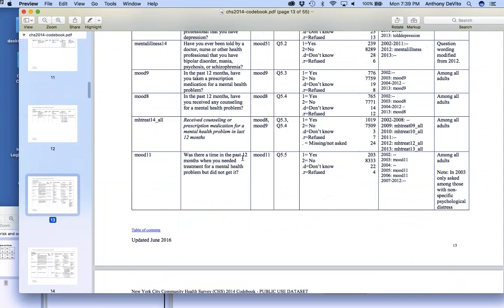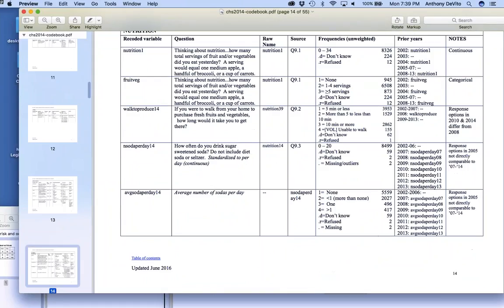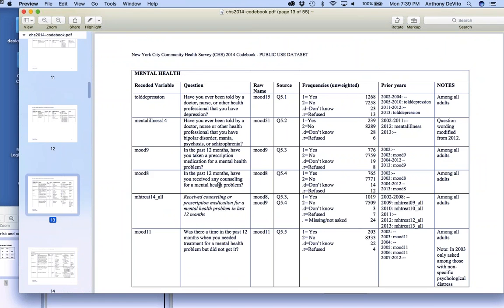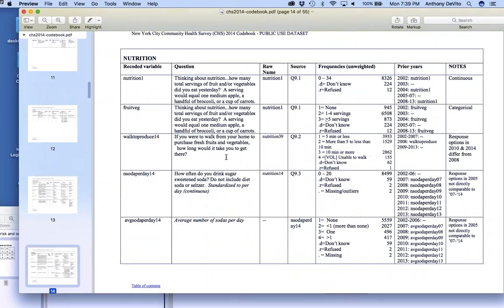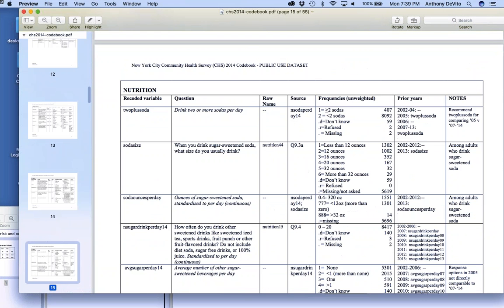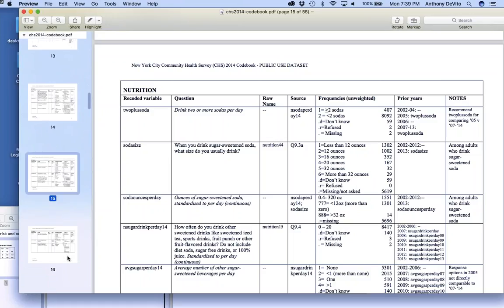Mood, yeses and nos. Nutrition, 1 to 4 servings, 5 servings. It doesn't actually give you a number of servings, does it? It gives you categories of the servings, and so on and so forth. Let's see. Raw data. How often do you drink sugary drinks? 0 to 20. Okay. Also categorical variables. Soda size. They even code that as a categorical variable rather than give you an actual raw number.